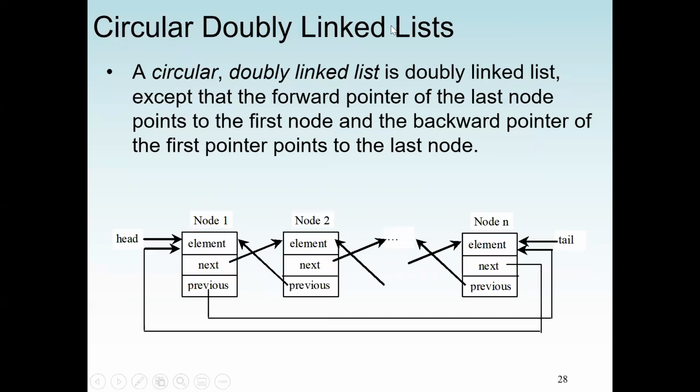Then we saw the circular double linked list. So we have a double linked list, but also circular. Each node has two addresses, previous and next. But again, the last next node will point to the first node.